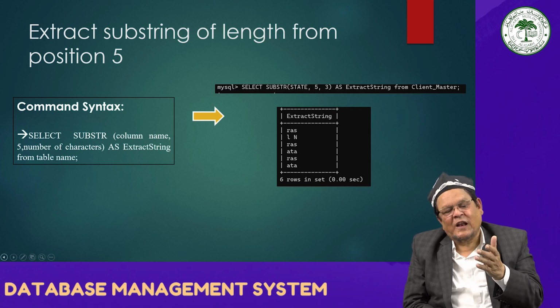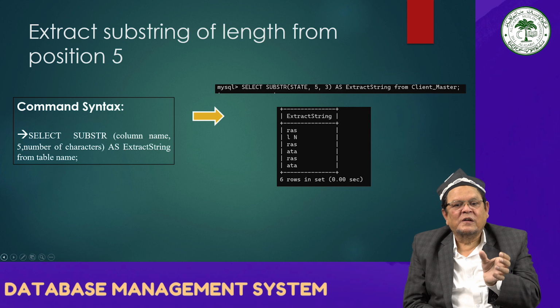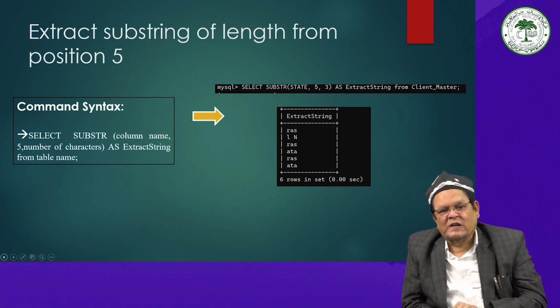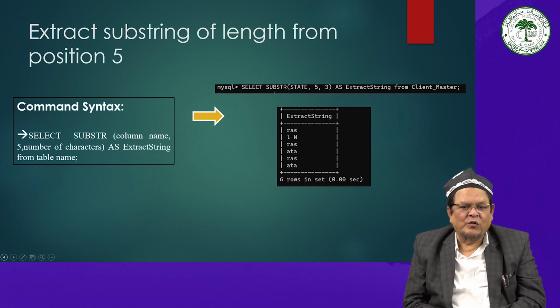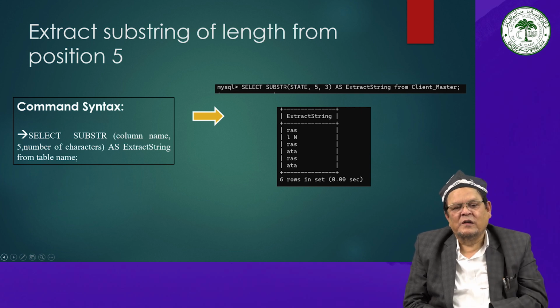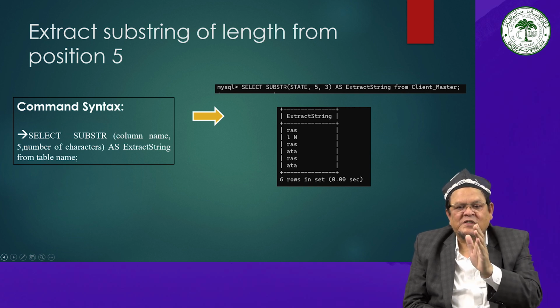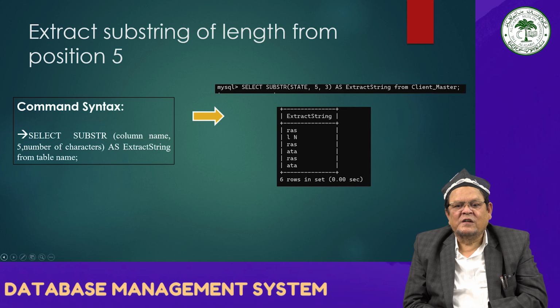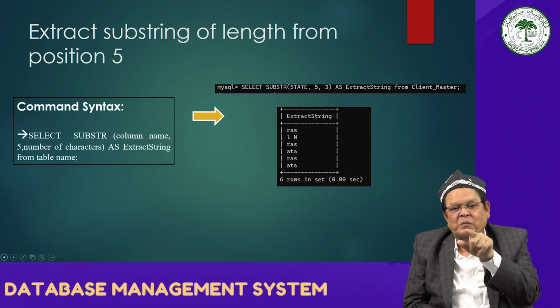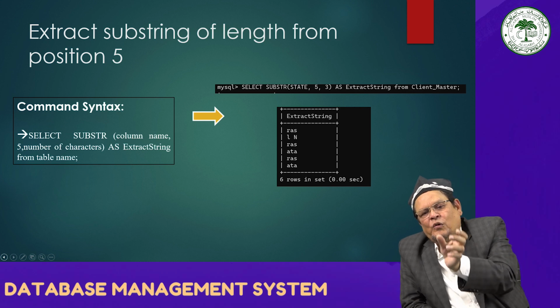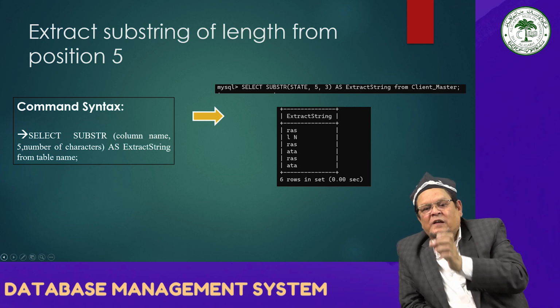In the previous slide I already discussed you can take the length from a starting position, but here I want only three characters from the 5th position. Then you have to write like that, and define the table name. In MySQL, you can see on the screen: select SUBSTRING, parenthesis, state, comma 5 and 3. 5 means from the 5th position, and it will continue for a length of 3.